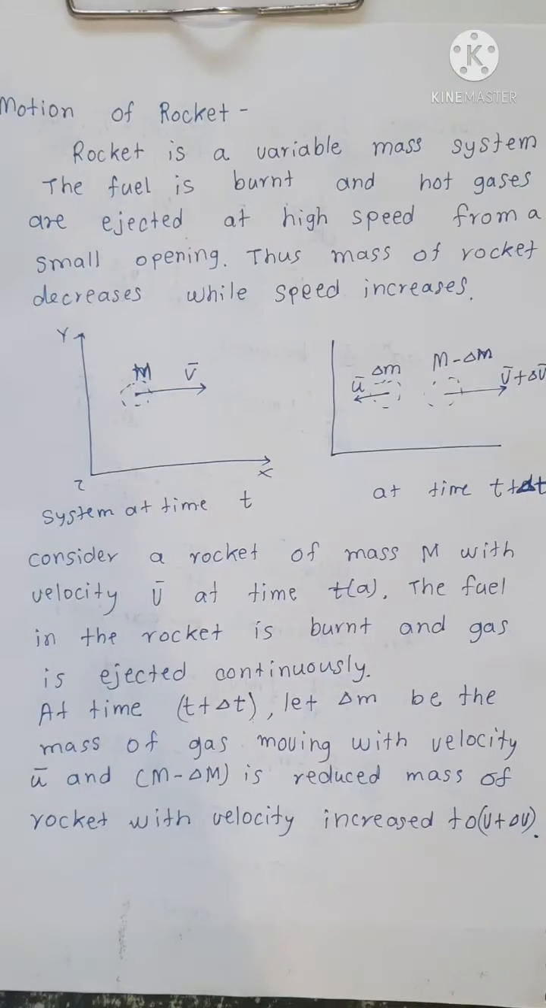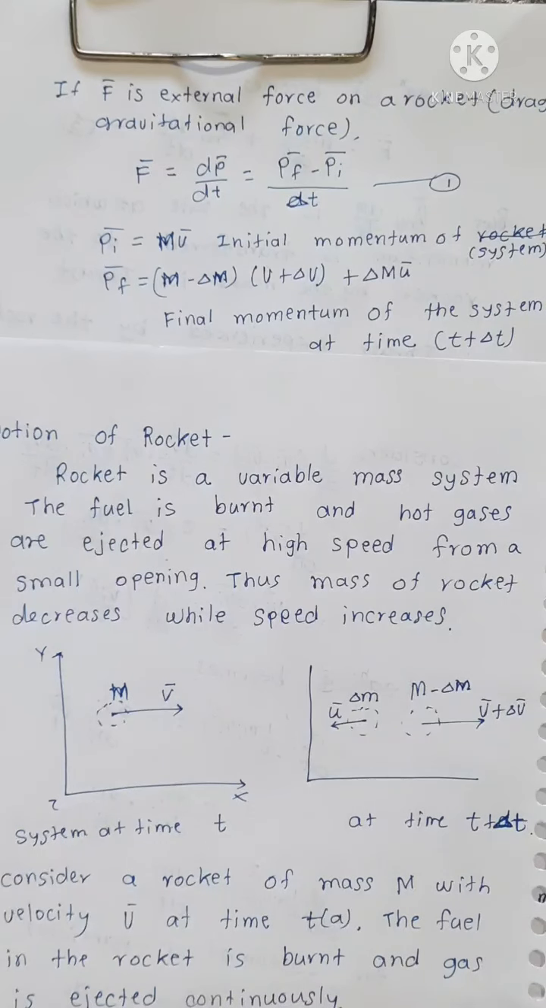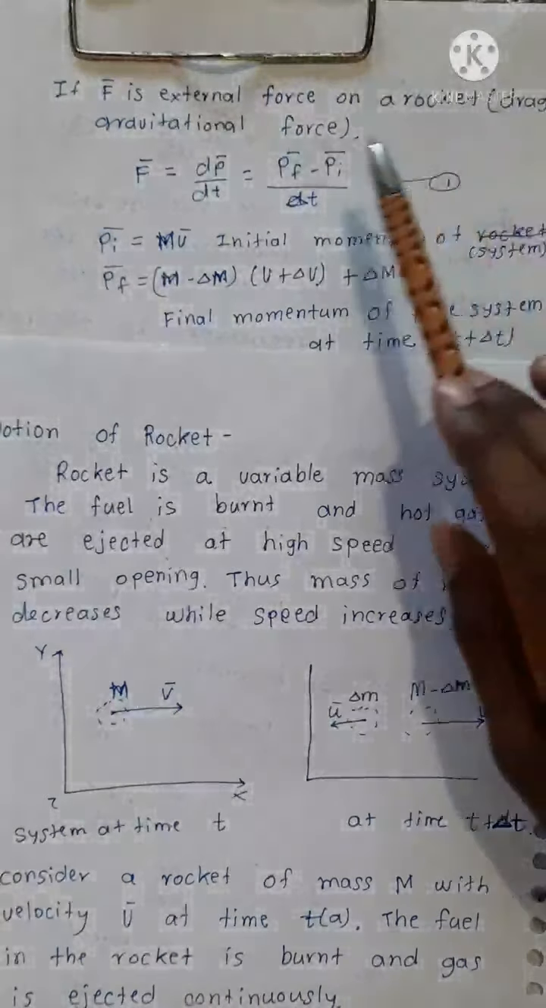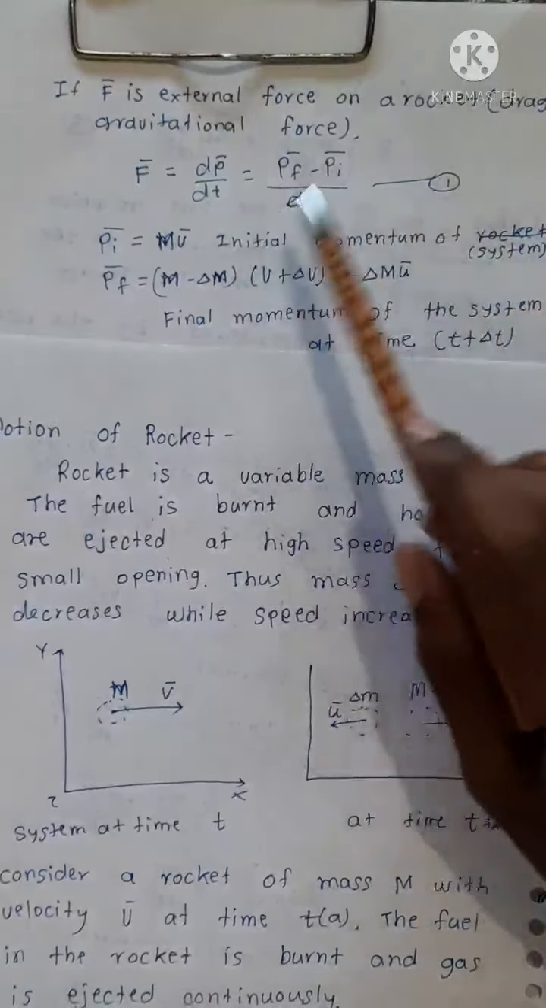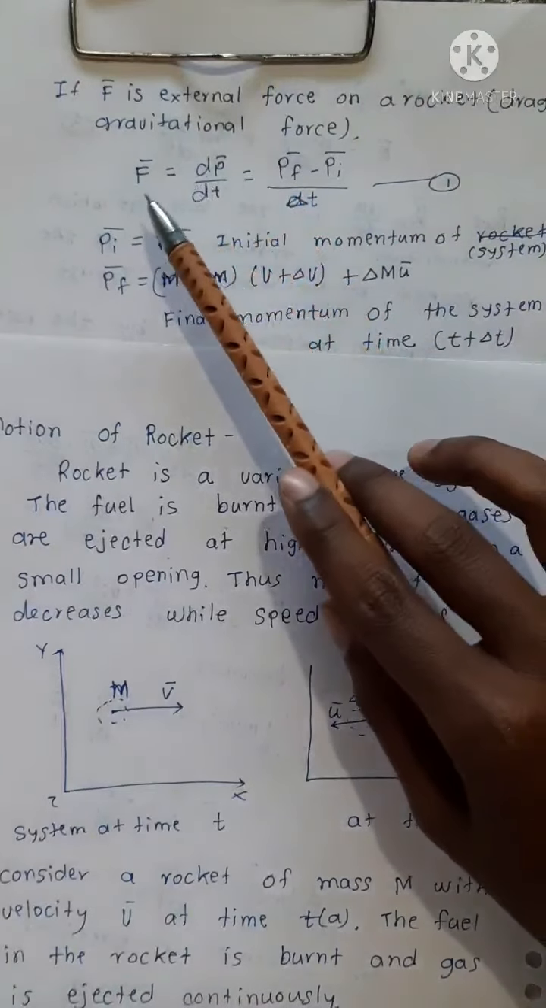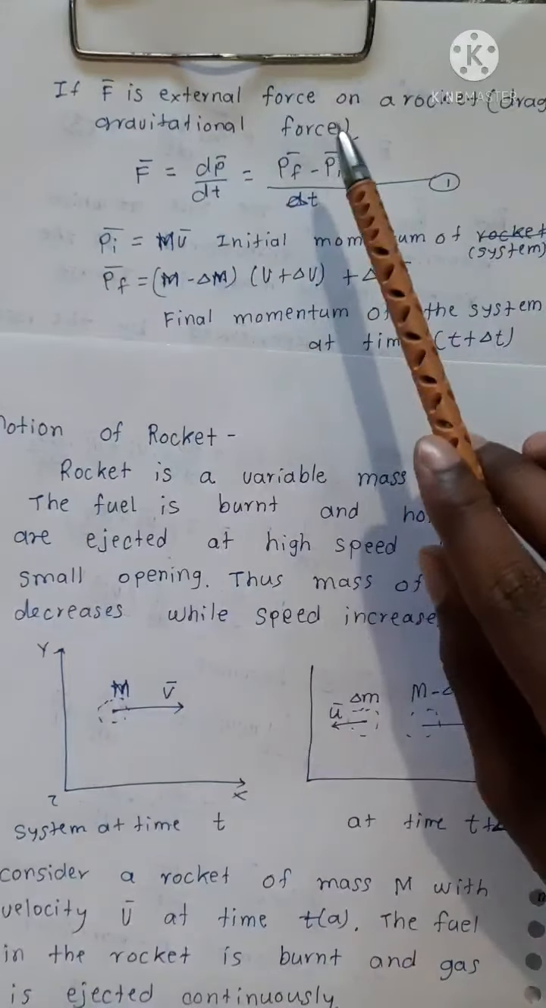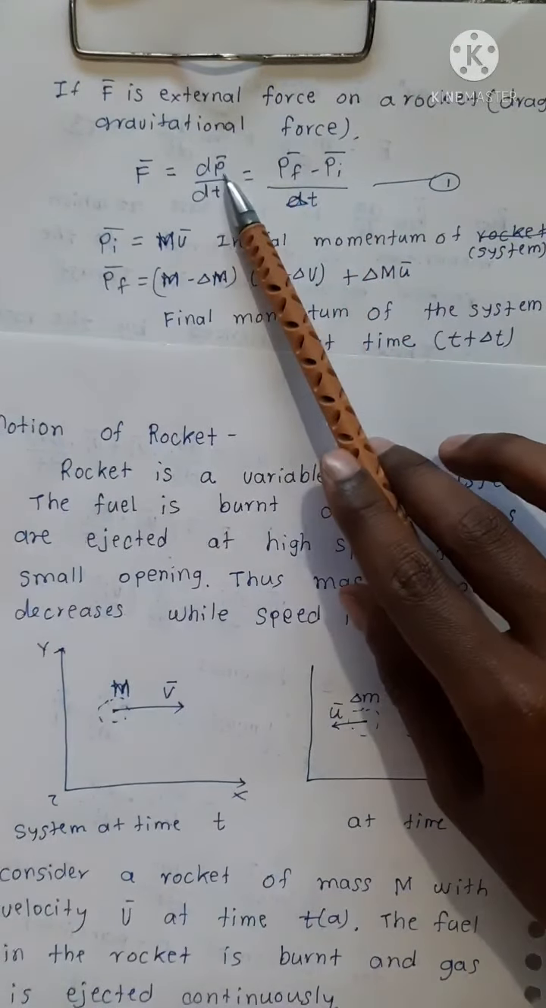So let's find the equation of motion for this system. Now let's consider any external force acting on the rocket, which may be drag force or gravitational force. Using Newton's second law of motion, we know the rate of change of momentum is nothing but force. So for the final momentum, what is the rate of change of momentum?